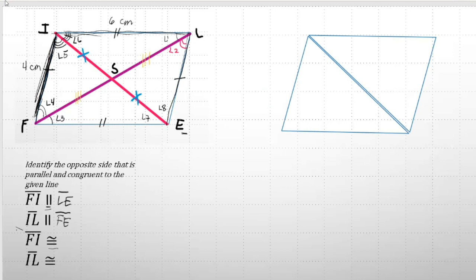So this line is parallel to this side, but we must be sure saan tayo mag-i-start, if it is L or if it is E. So to identify saan tayo mag-i-start, kasi we need to see the congruency. So here, I have the plane figure on the right side. This is also a parallelogram F, I, L, E.